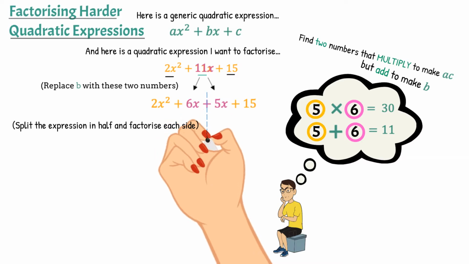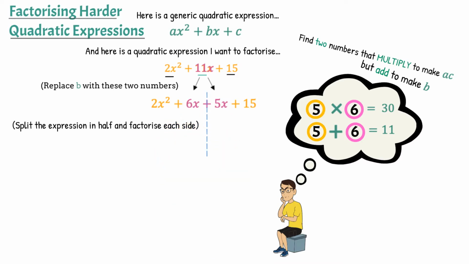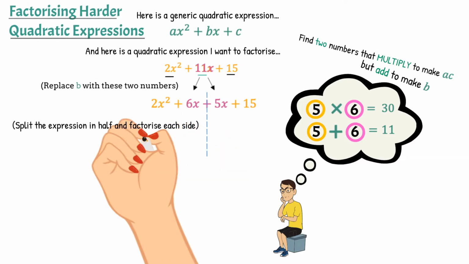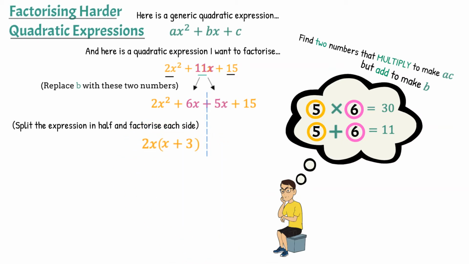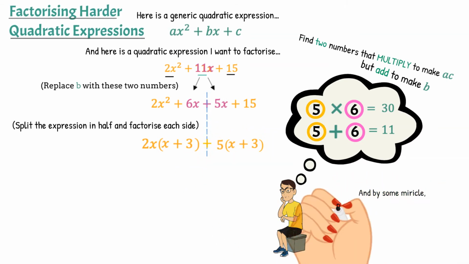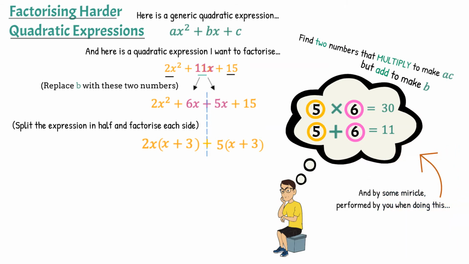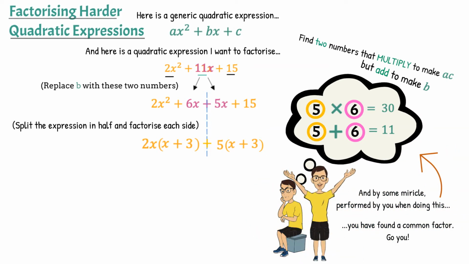So on my left-hand side, my highest common factor of 2x squared plus 6x is 2x. And if I divide that, I get x plus 3 inside the bracket. And now I carry that plus down, and my highest common factor is 5. And I'm left with x plus 3. And by some miracle performed by you when doing this, you have found a common factor. Go you! And that common factor is my x plus 3 bracket.